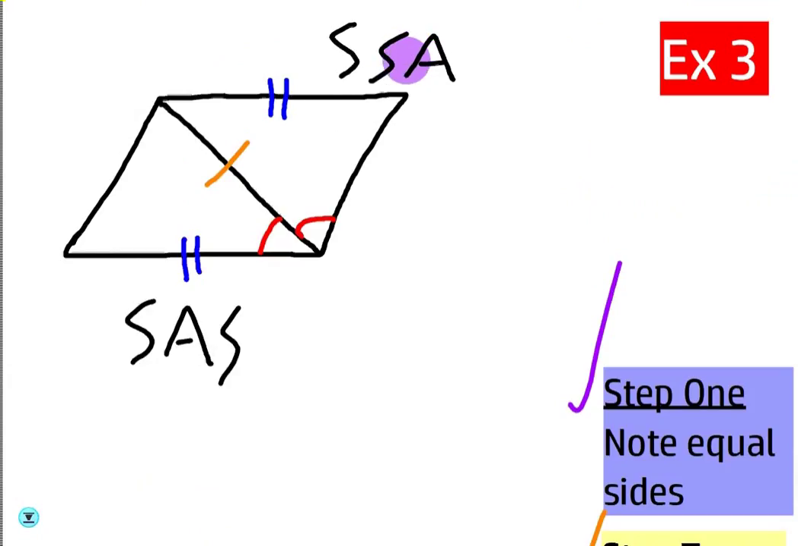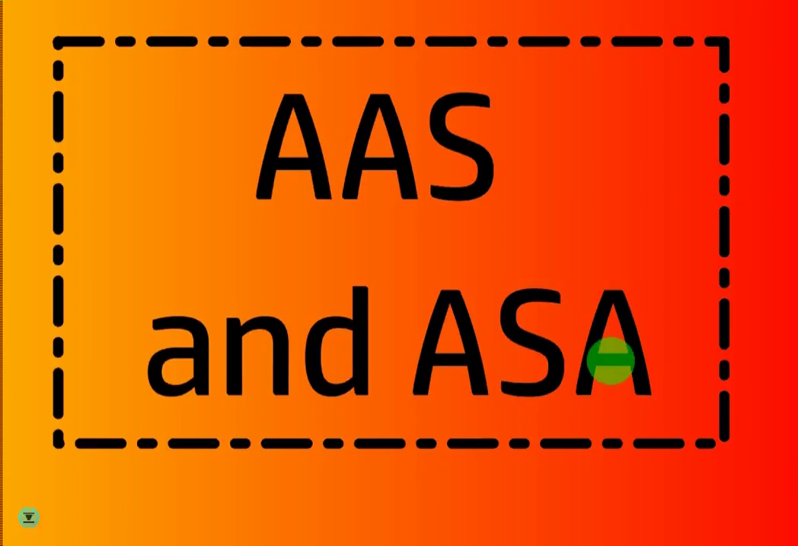That's it for this lesson. Again, we learned two new triangle congruence theorems, AAS and ASA, angle, angle, side, and angle, side, angle. If you have any other questions about this lesson, let me know.